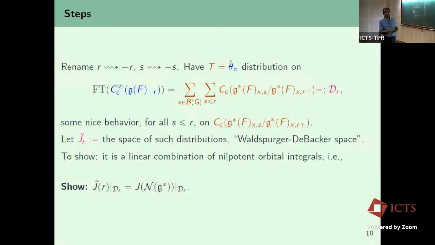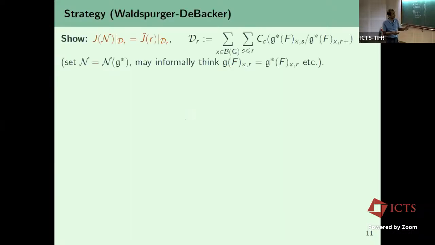We took the Fourier transform, and we saw that the Fourier transform had lots of nice properties. All the distributions that have those nice properties form the space J tilde of R, the space of distributions which are supported in the nilpotent cone. This space is larger than that space, but when you restrict to this nice class of functions, these spaces are going to be equal. So that is the character expansion of Howe and Harish-Chandra.